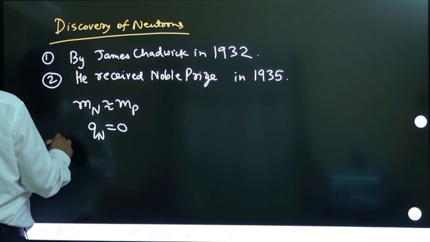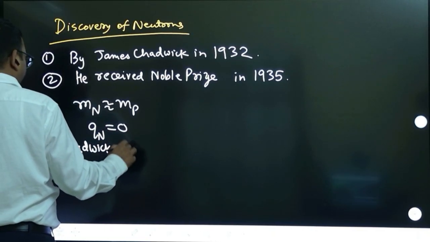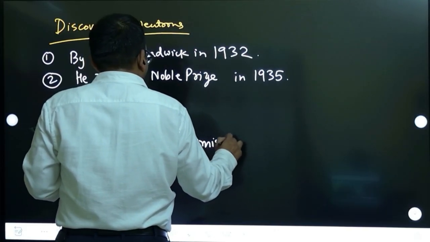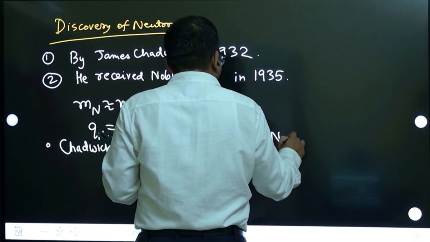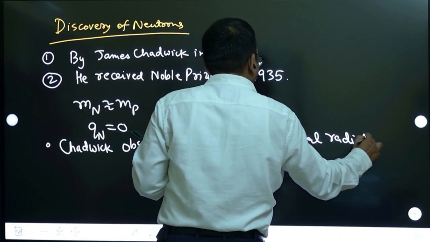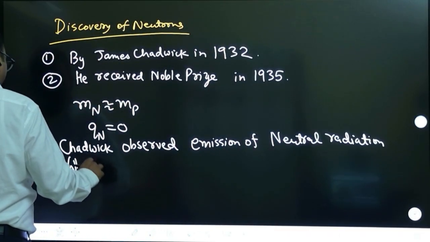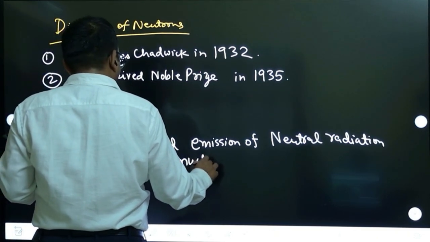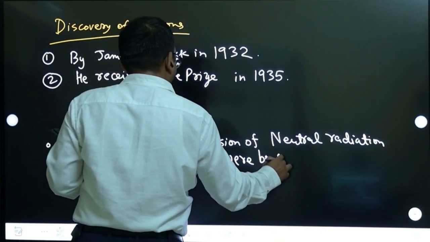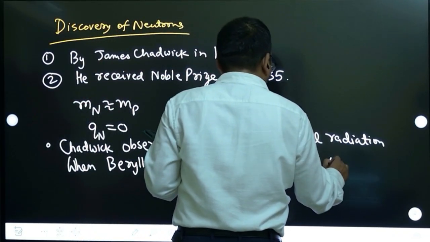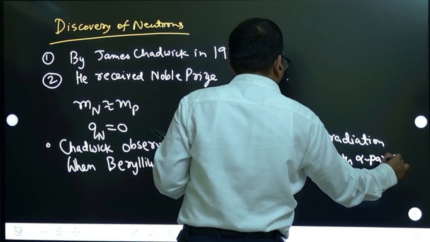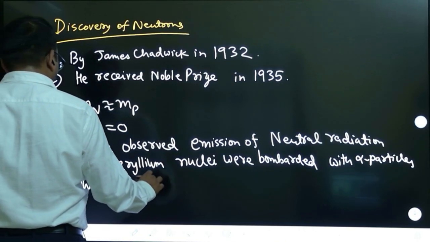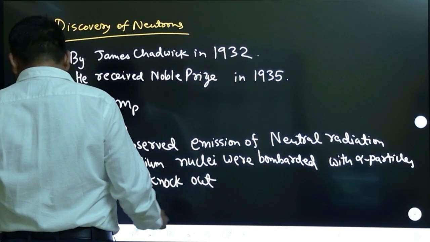What was the discovery? Chadwick observed emission of neutral radiation when beryllium nuclei were bombarded with alpha particles, which could knock out protons.